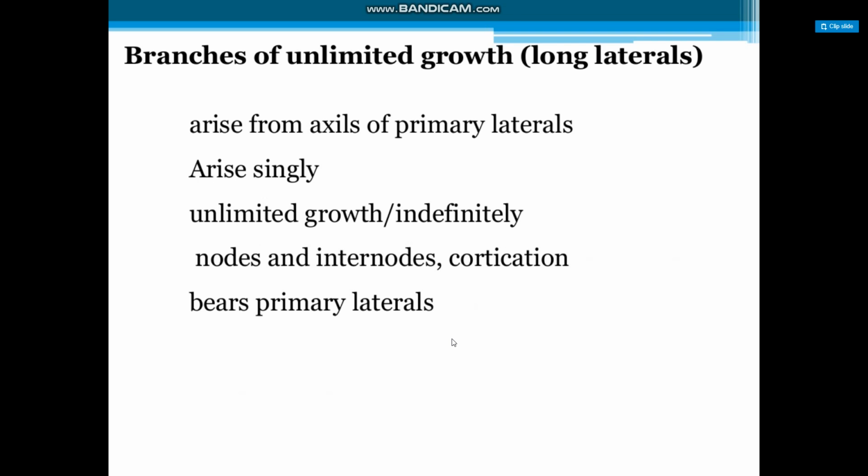Branches of unlimited growth are long laterals, and they arise from the axil of primary laterals. They arise singly and have unlimited growth. Nodes and internodes with corticating threads bear primary laterals.